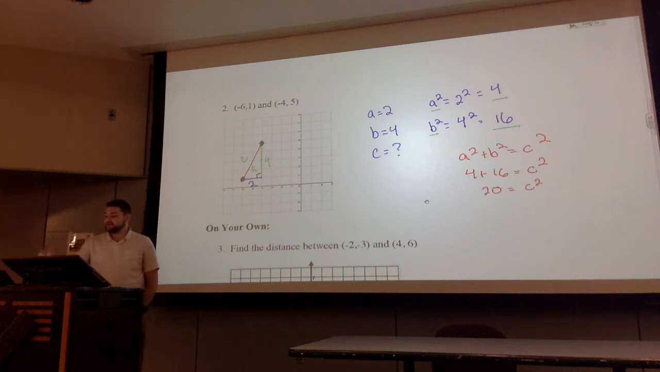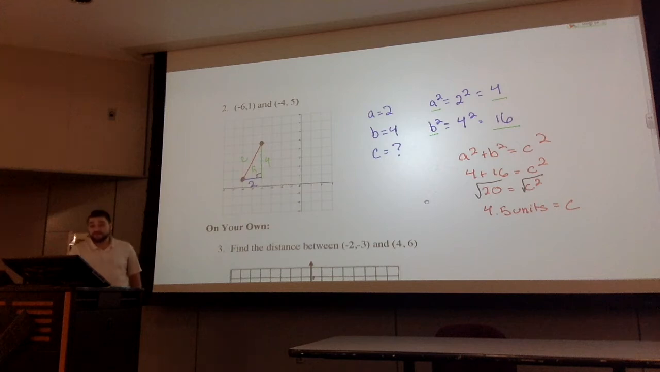And lastly, we're going to take the square root on both sides. And the square root of 20 is about 4.5 units. So if these problems don't specify any type of unit, we just end it with units. And that is the length between the point (-6, 1) and the point (-4, 5). And then you'll see that the next problem says on your own, so I want you guys to take some time to do that problem independently.